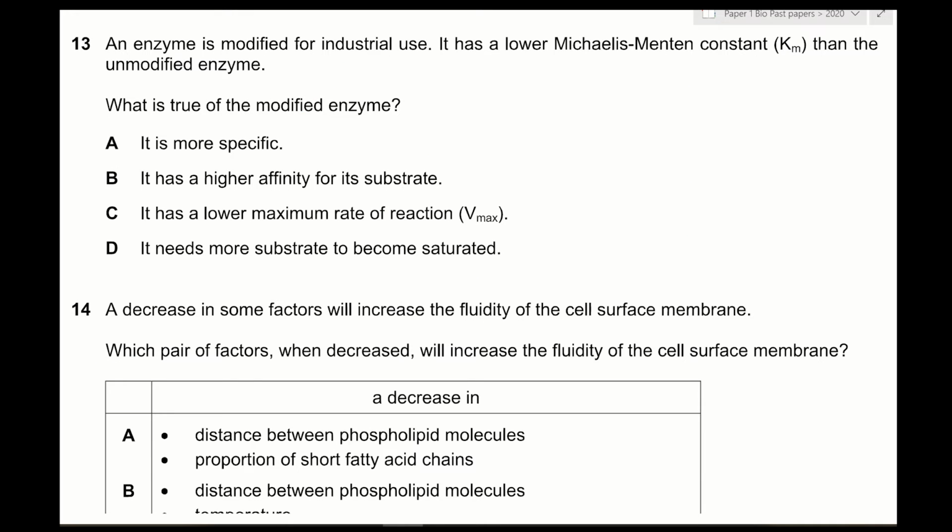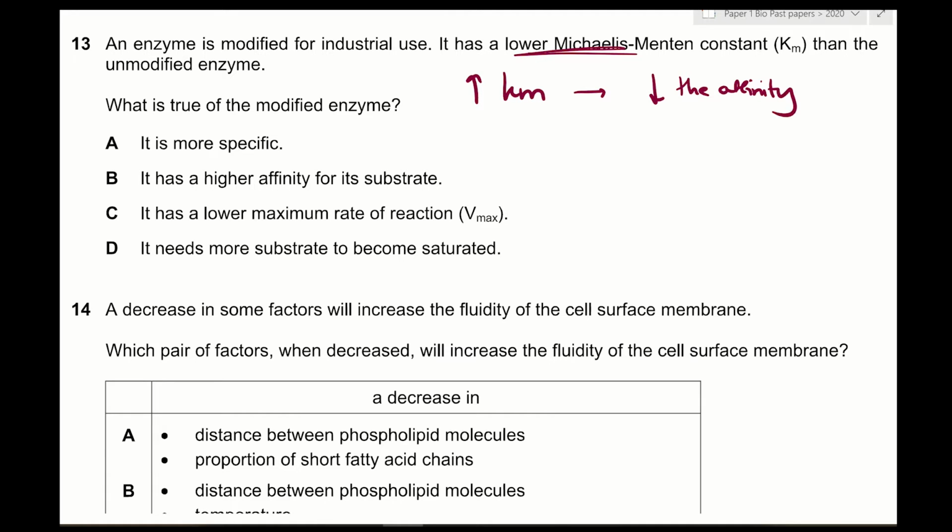Number 13, an enzyme is modified for industrial use. It has a lower Michaelis-Menten constant, Km, than the unmodified enzyme. What is true of the modified enzyme? So the data that we have here is a lower Michaelis-Menten constant. Now, what is a Michaelis-Menten constant? It's basically a measure of affinity of the enzyme to its substrate. Therefore, the higher the Km, the lower the affinity.